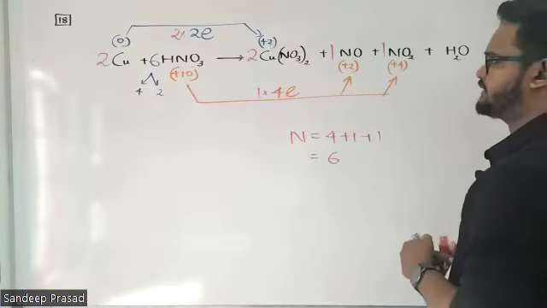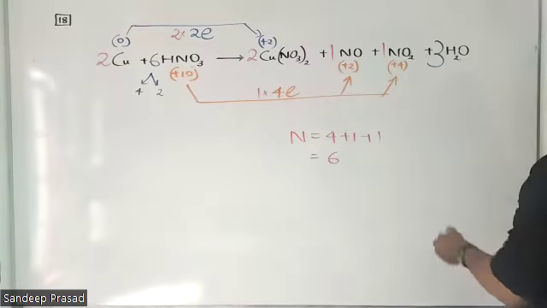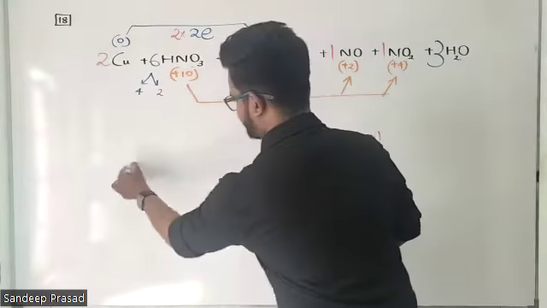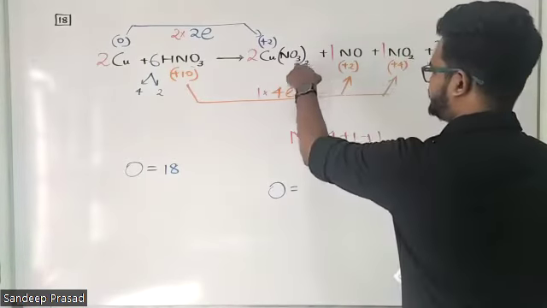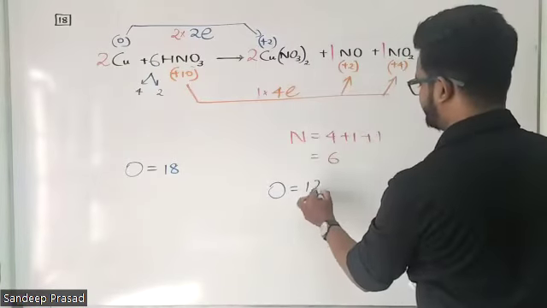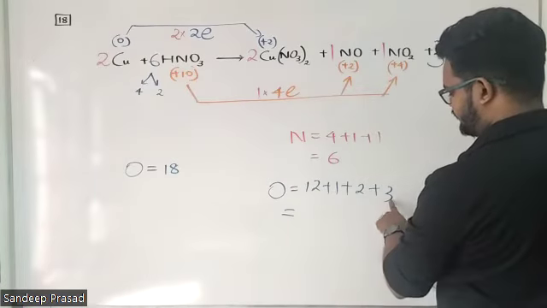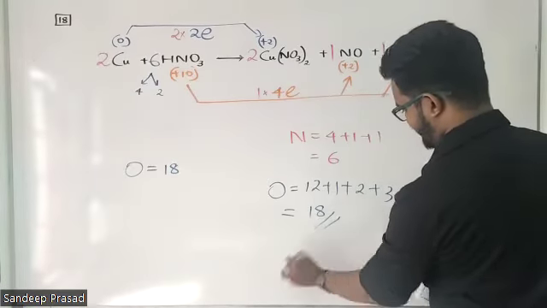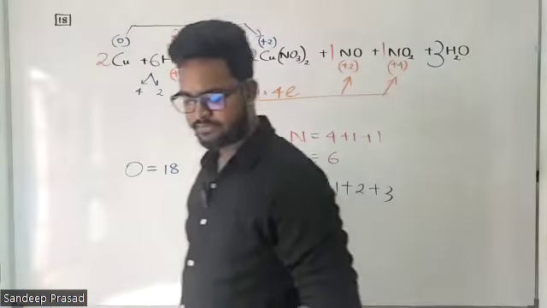Now do the balancing part. How many hydrogens are there? 6. Then let me put here 3. Count the total number of oxygen atoms. 6 into 3 is 18. And here oxygen atoms are 3 into 2 is 6, 6 into 2 is 12, plus 1, plus 2, plus 3. Now what is the summation? 5, 6, 18. The reaction is balanced. Right?